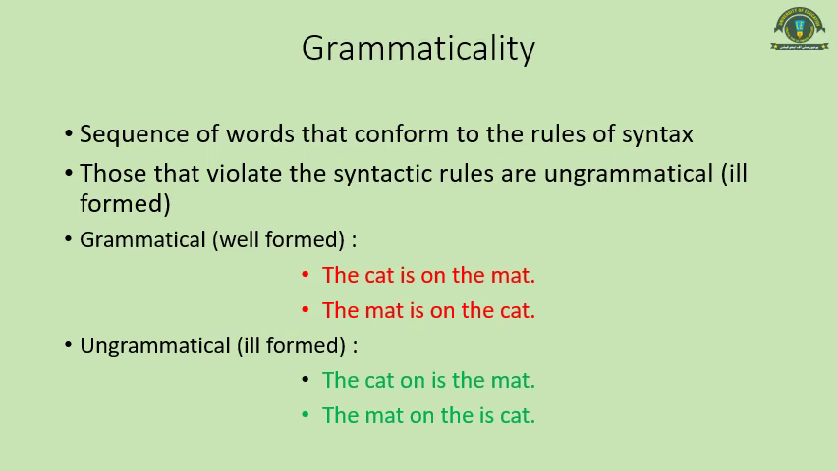In the first example, the cat is on the mat, or the mat is on the cat. Both of these sentences are grammatical because they are well-formed. On the contrary, in the second example, the cat on is the mat, it is ungrammatical because it is ill-formed. It is not following the syntactic rules.